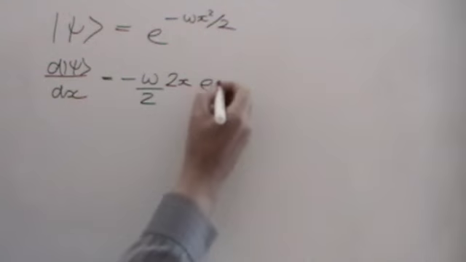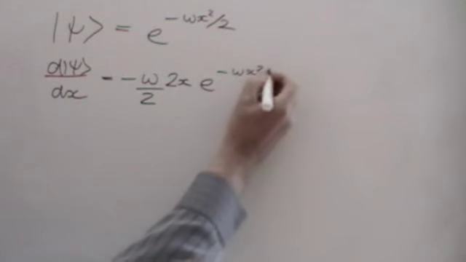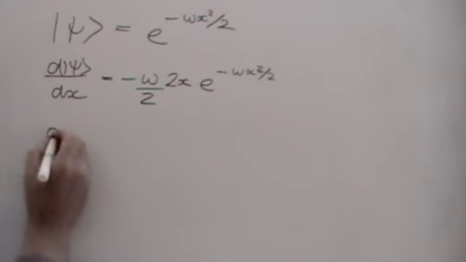Well, you bring down the minus omega over 2. That's the first thing you have to do. Then you have to differentiate the x squared. That gives you a 2x. And then you're left with e to the minus omega x squared over 2, the original term. That's the first differential. Now we need to do it again.